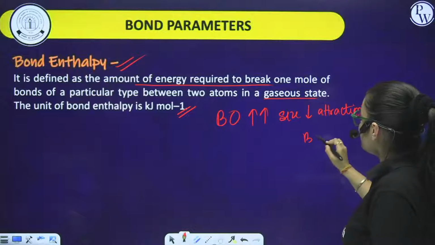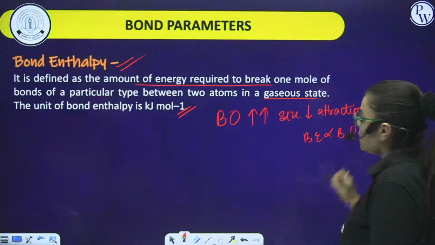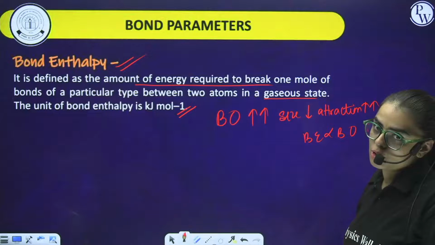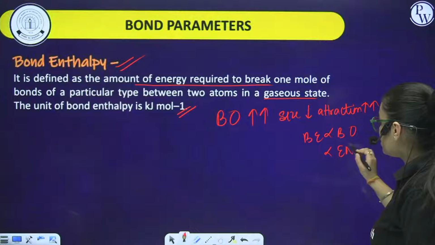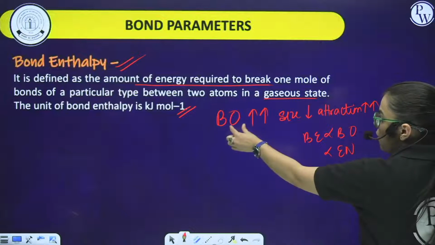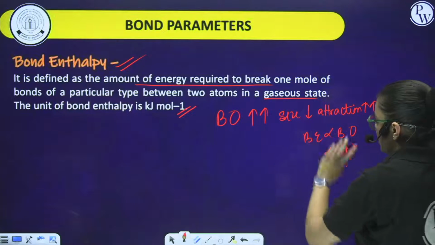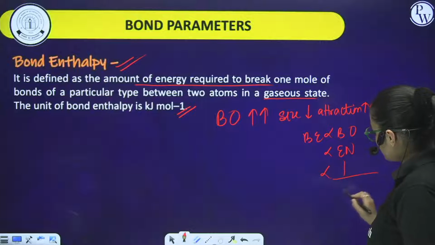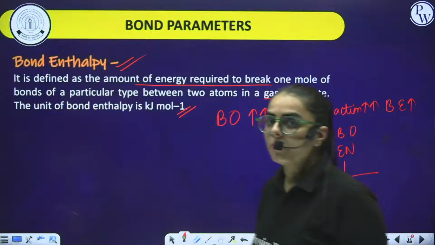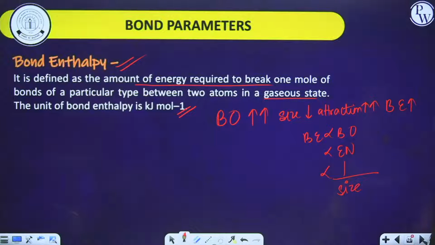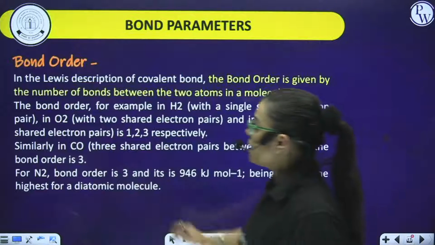So bond enthalpy is directly proportional to bond order, but yes, bond length is inversely proportional to bond order. Don't get confused. Next part, it is directly proportional to electronegativity also. If you see bond enthalpy is greater, size is smaller. So bond enthalpy is inversely proportional to size. Clear, everybody? Do remember these factors over here. So now comes bond order.